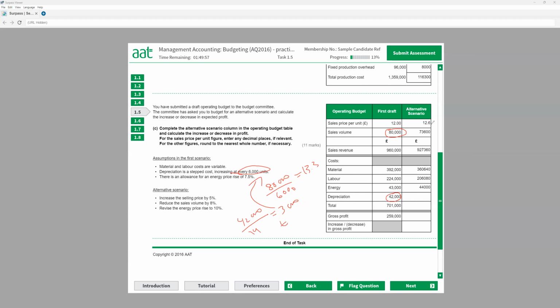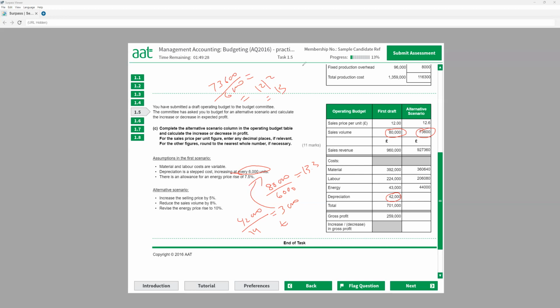So for 73,600 units, how many steps are here? Let's have a look. 73,600 divided by 6,000. So we have 12.2. Remember that even 12.2 means it's 13, because up to 12 is one step. If it has crossed 12, then we have to go for another step.